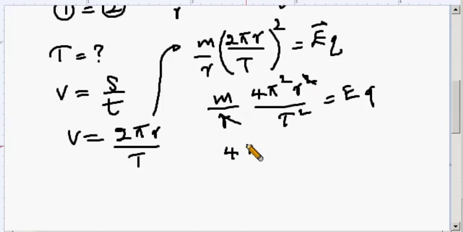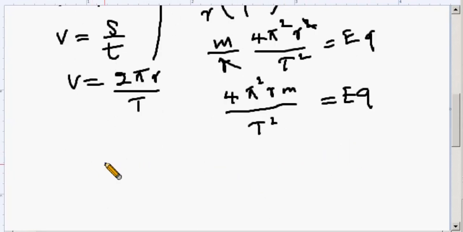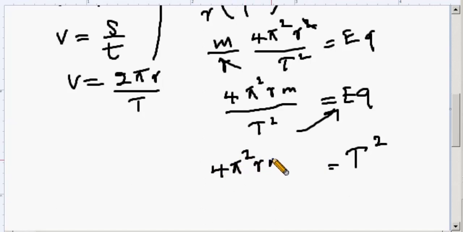4 pi squared r m divided by T squared equals eq. Then we need T. To find out T, we take this T squared to this side. Then T squared equals 4 pi squared r m divided by eq.